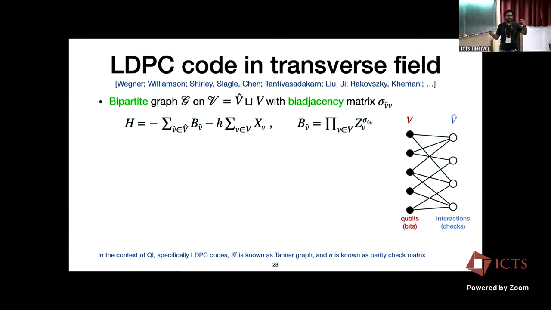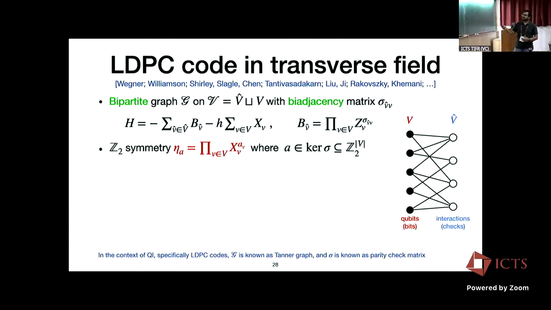The second term is simply a transverse field term. And when people talk about LDPC codes, typically you don't have the second term. You have only the first term. So it's a classical LDPC code. But you could add this term without affecting anything. And this model has, again, a Z_2 symmetry that's generated by a product of X's, a particular set of X's, where this A is in the kernel of this matrix sigma. Now, I didn't mention that, but sigma is this bi-adjacency matrix. What that means is it's 1 when there is an edge between V-hat and V, and it's 0 when there is no edge. That's all it means.